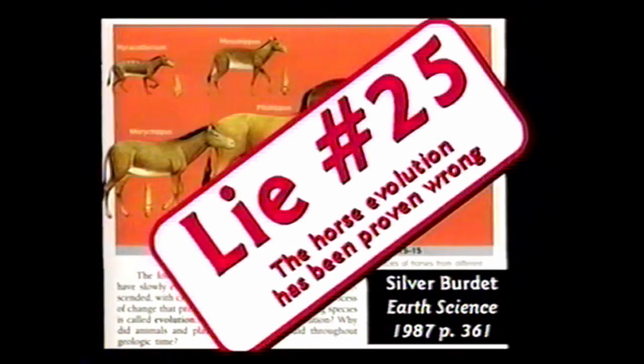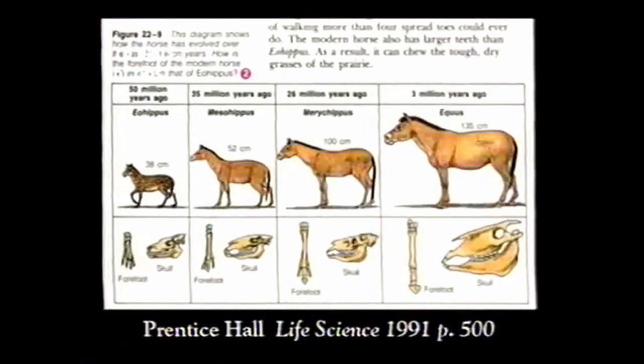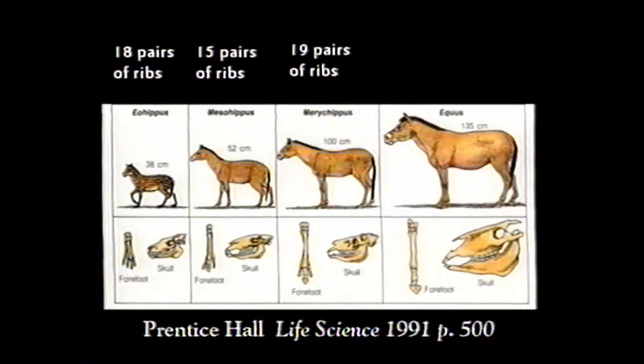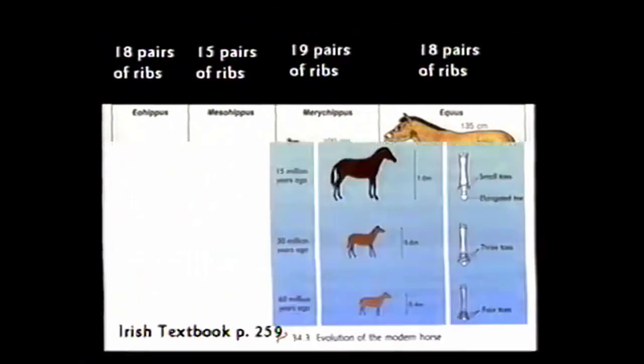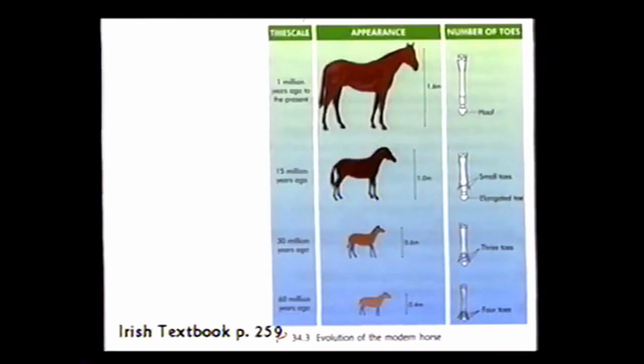The horse evolution has been proven wrong many years ago. What they do not tell the kids in the textbooks is that the original so-called horse is still alive today. It's a meat-eating animal about the size of a fox, and it's got sharp teeth. It is not related to a horse at all. It had 18 pairs of ribs. The next one has 15. The next one has 19, and then you go back to 18 pairs of ribs. Something is very different here. But they put this in the textbooks as if it is proven to be a fact, and it's not.